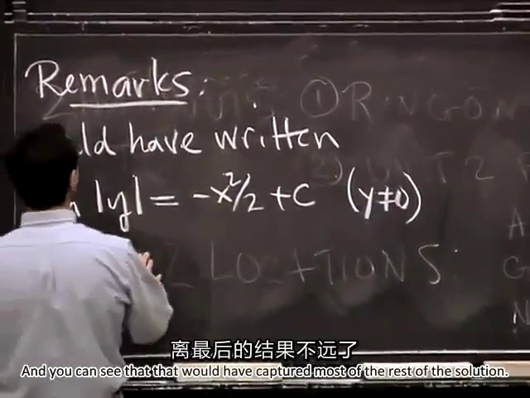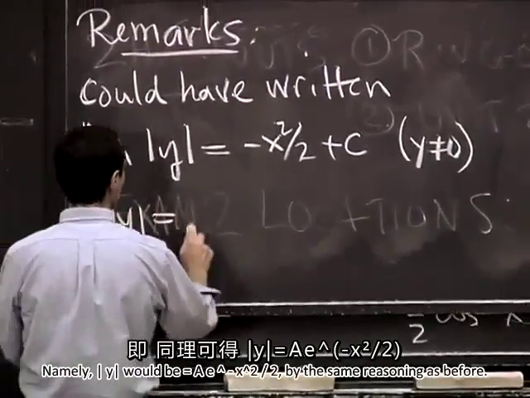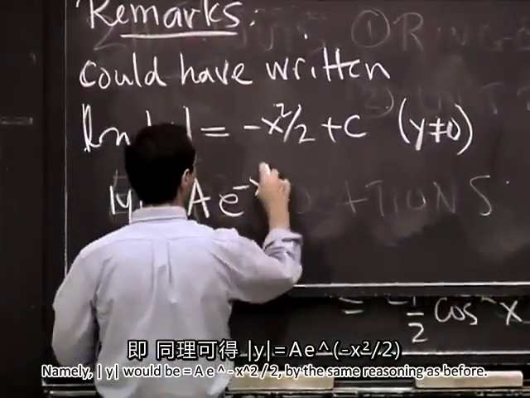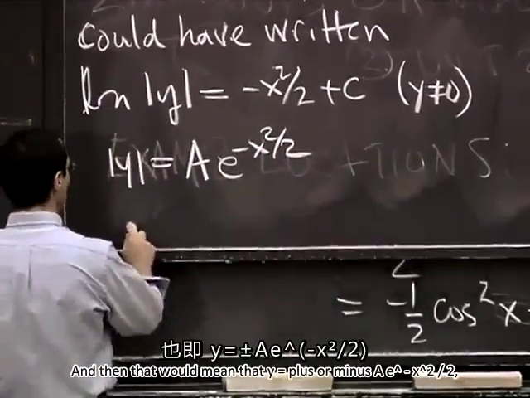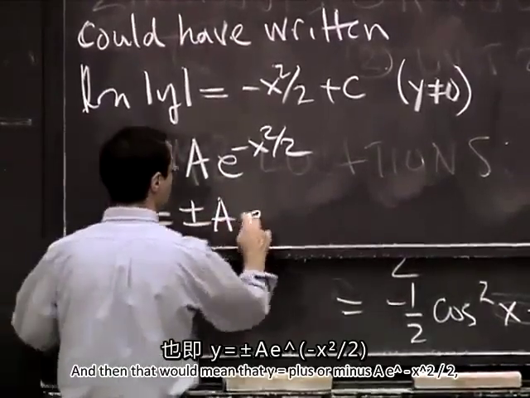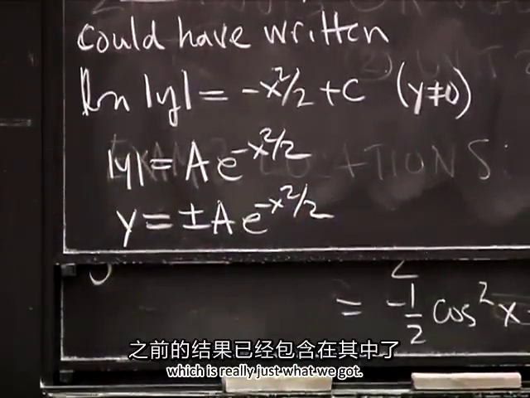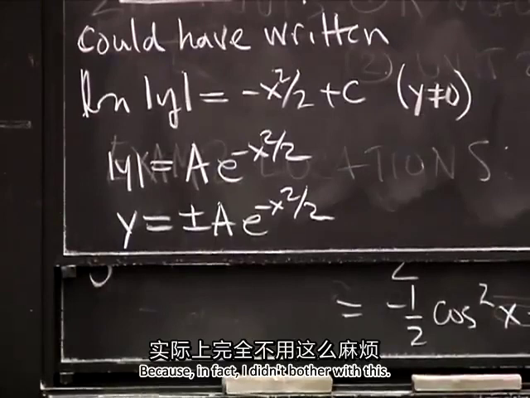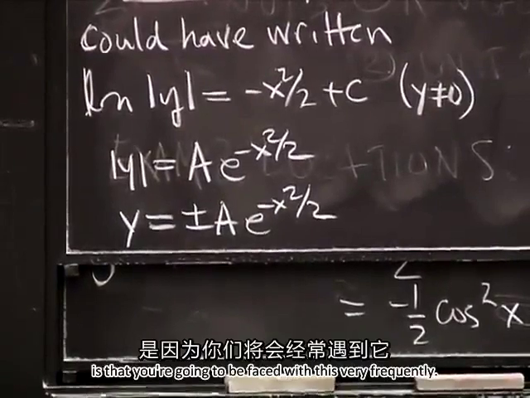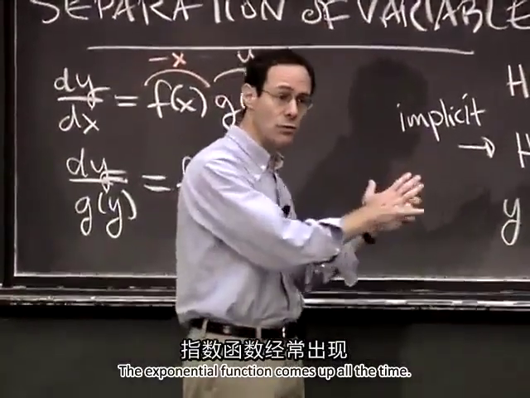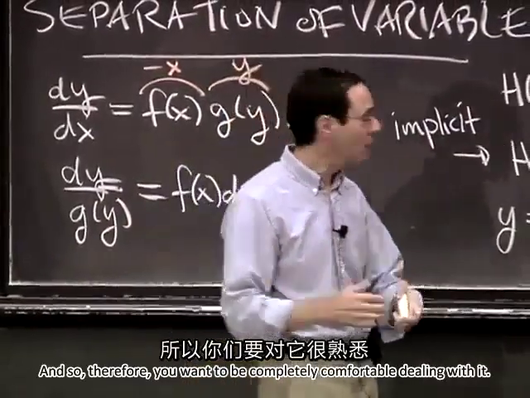And you can see that that would have captured most of the rest of the solution. Namely, absolute y would be equal to a e to the minus x squared over 2 by the same reasoning as before. And then that would mean that y was equal to plus or minus a e to the minus x squared over 2, which is really just what we got. The reason why I'm going through this carefully this time is that you're going to be faced with this very frequently. The exponential function comes up all the time, and so you want to be completely comfortable dealing with it.